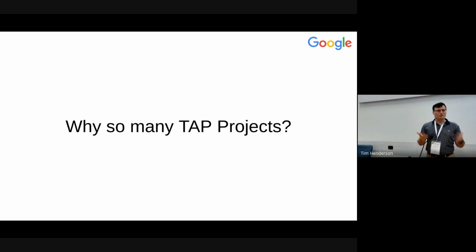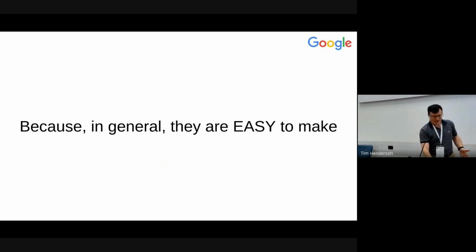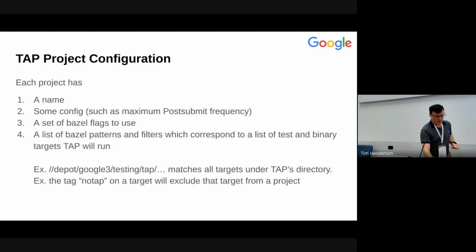So you might be asking, why are there so many CI projects? And the answer is they're really easy to make. They're not necessarily easy to maintain at scale if you've got tons of them, but setting them up is very simple, especially in comparison to what people had to do before there was TAP, which automated it all away from people. So really, this is the minimal configuration you need.